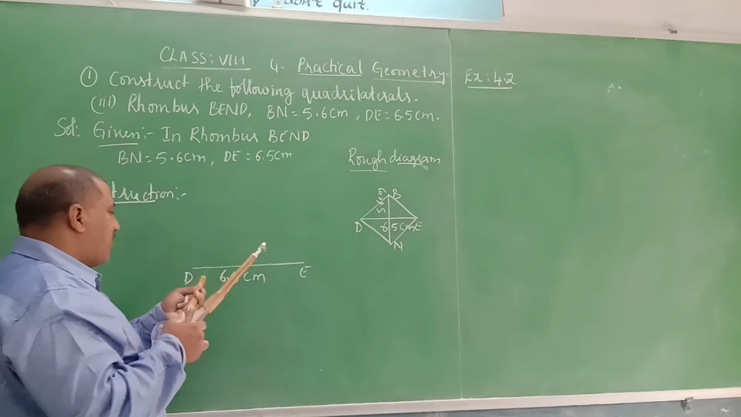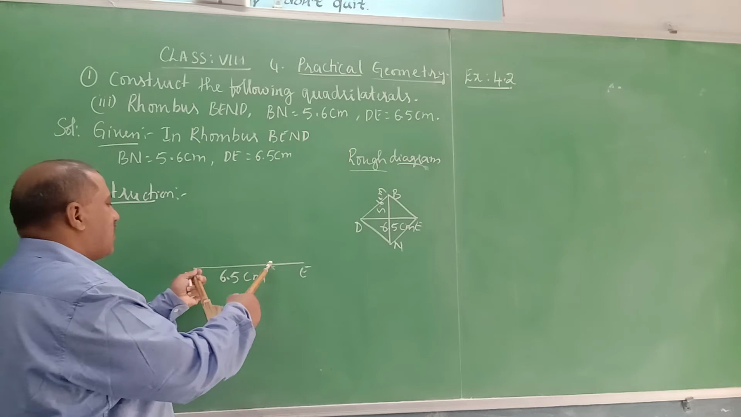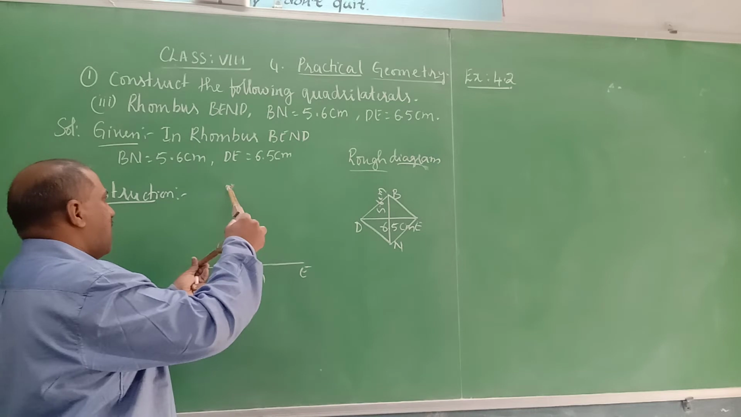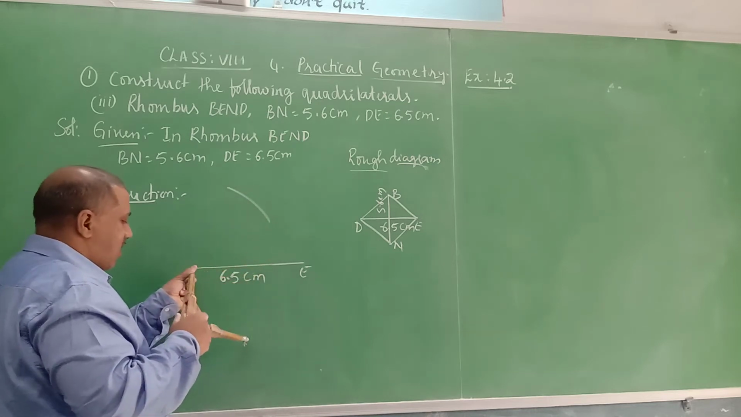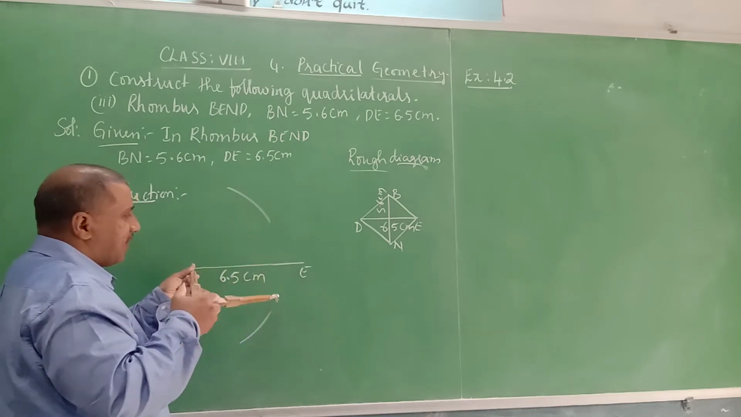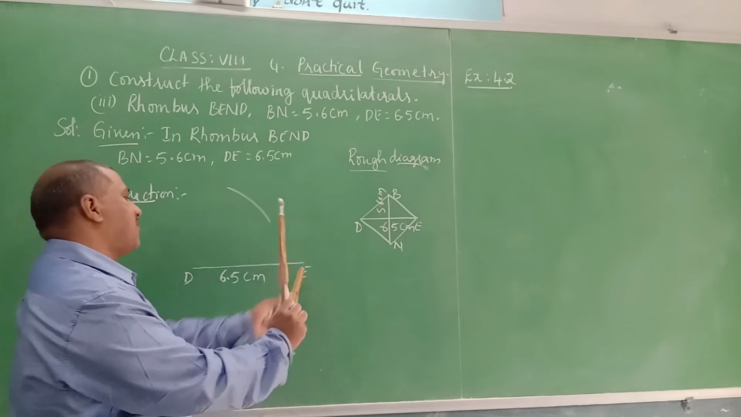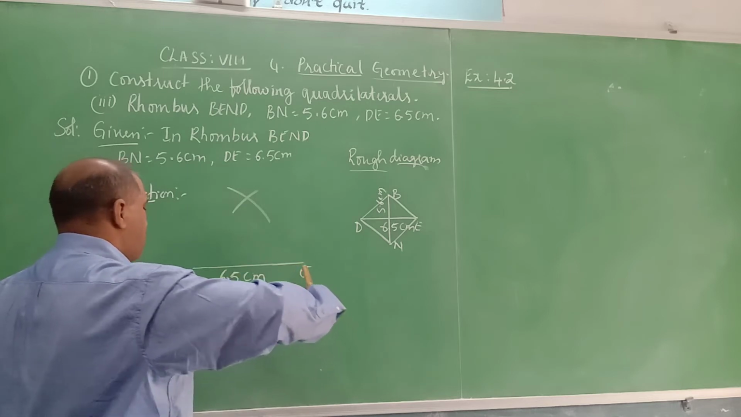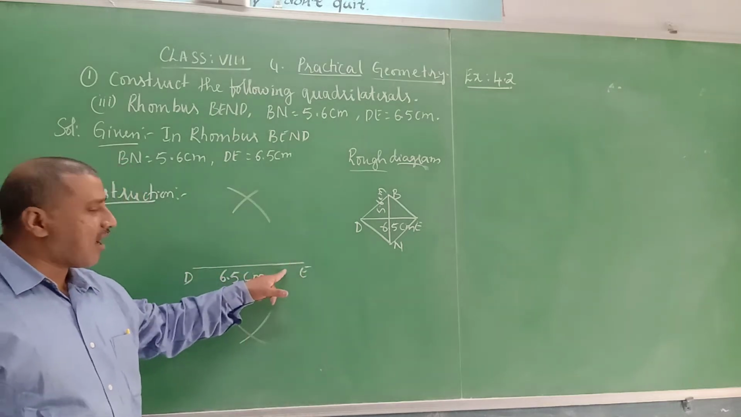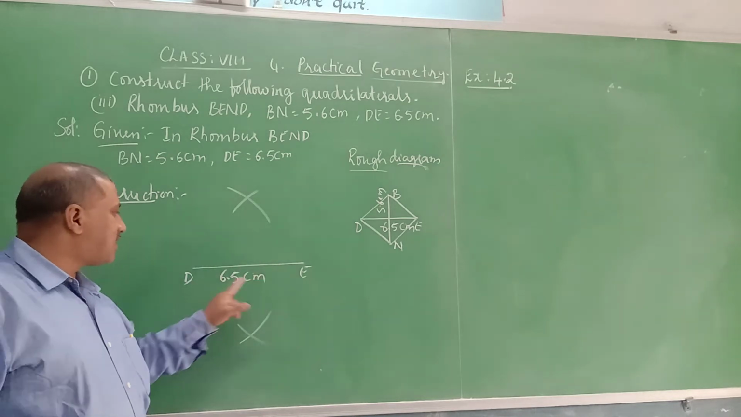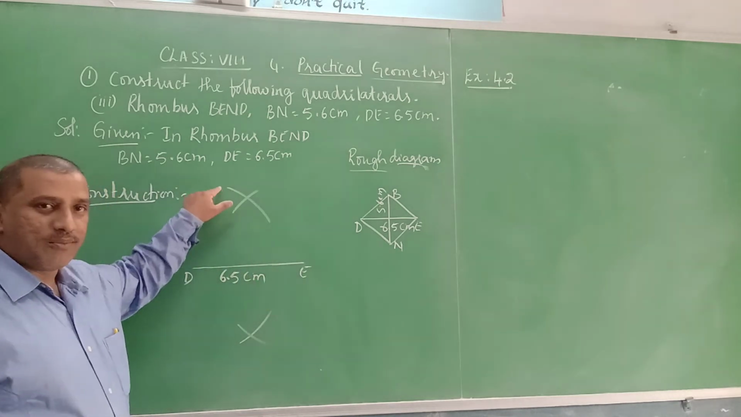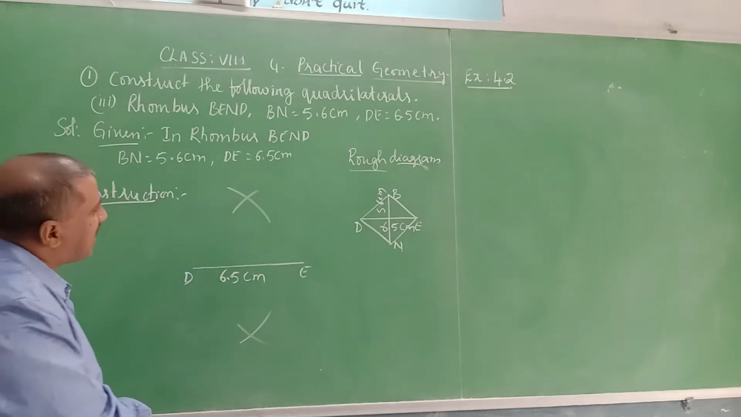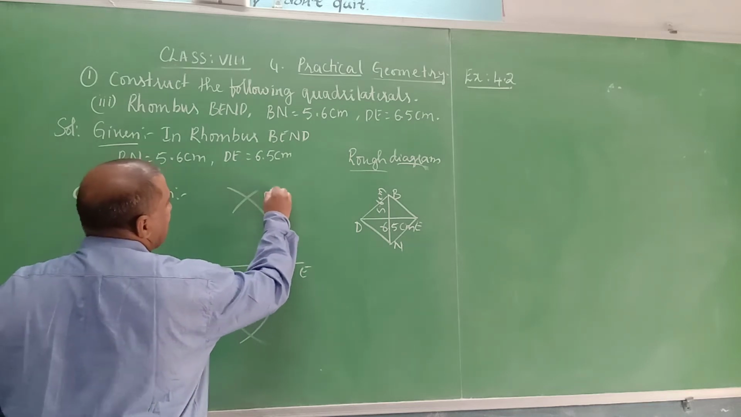So how to draw the perpendicular bisector? By taking more than half of the radius of the line segment DE. From point D, draw two arcs, one above and one below. Then from point E with the same radius, draw two arcs. They intersect the previous arcs, and we name the intersection points M and N.